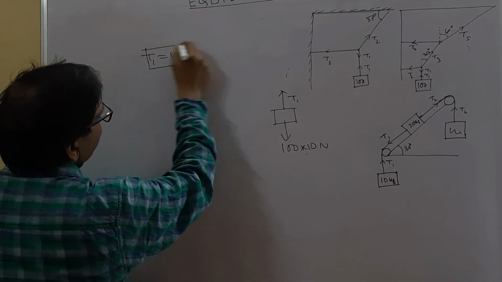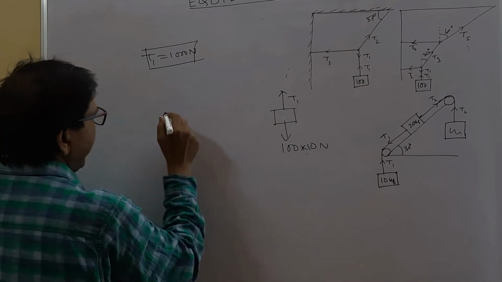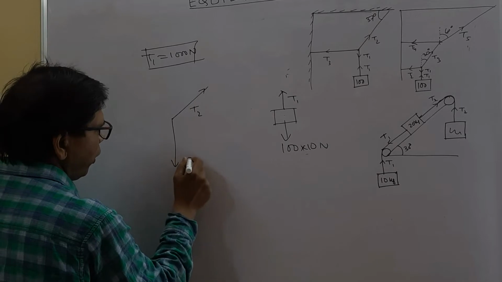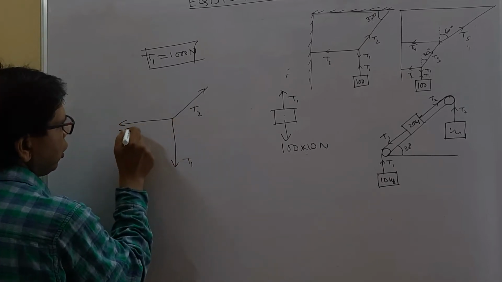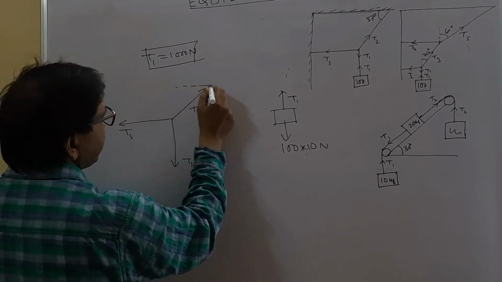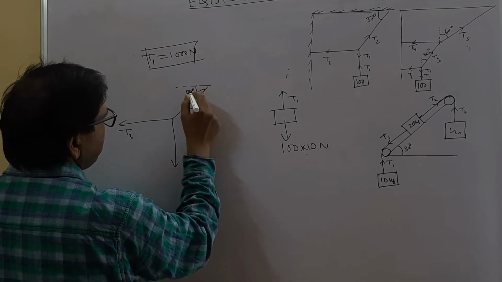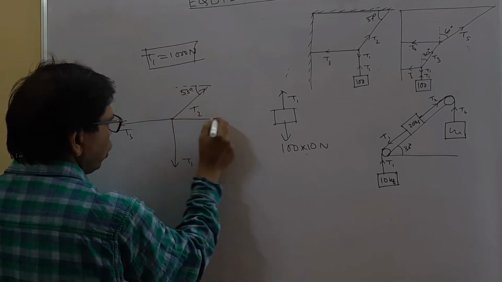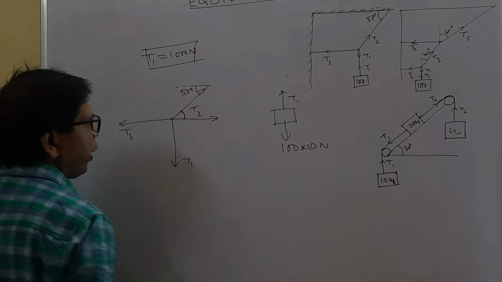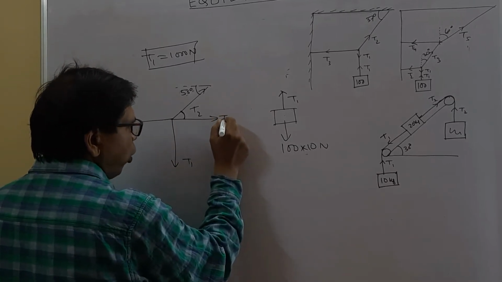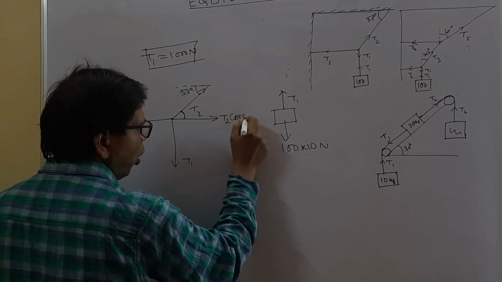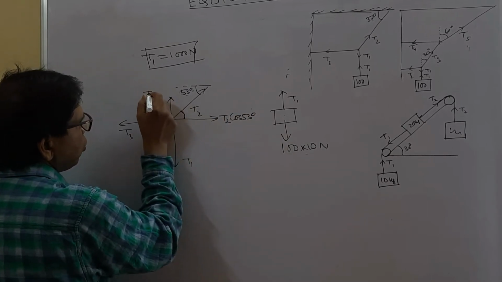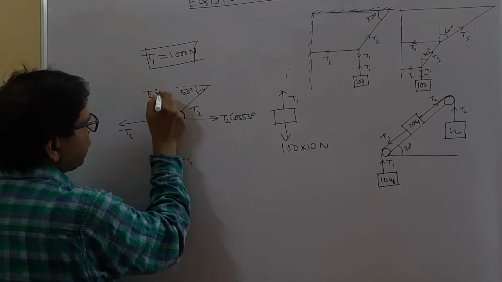Okay. Now consider this part. The forces acting on this part: this is T2, this is T1, and along this direction is T3. Now this angle is 53 degrees, so this angle is also 53 degrees. The component along this direction is T2 cos 53 degrees, and this is T1, so this is T2 sin 53 degrees.